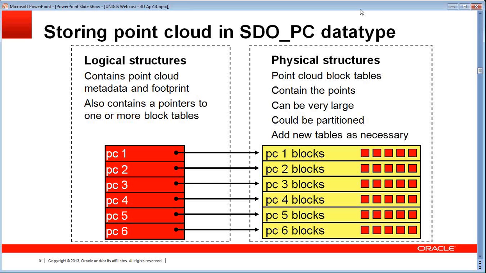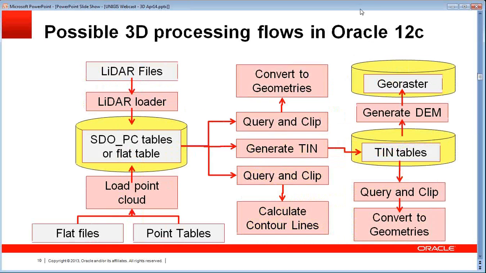There is a logical structure which contains the metadata, the footprint, for instance, of the entire survey, and that points to a more or less large number of blocks which constitute the entire point cloud, but which come in manageable chunks, which you can then use for analysis. And under the covers, the database takes care of both the physical storage as well as the access.